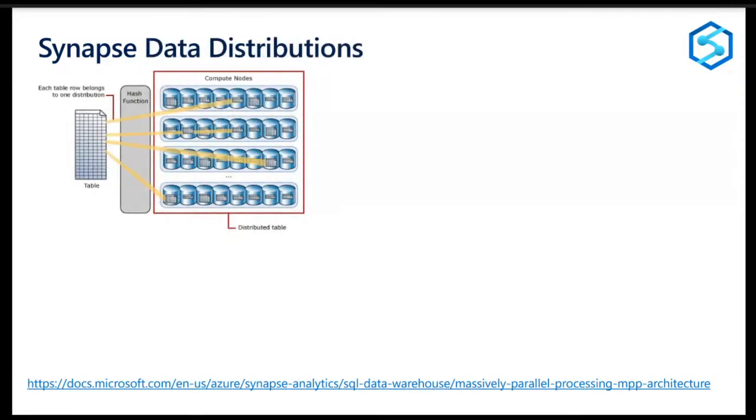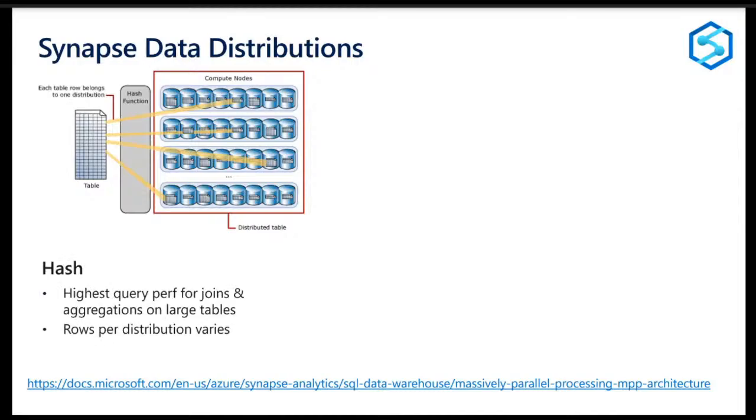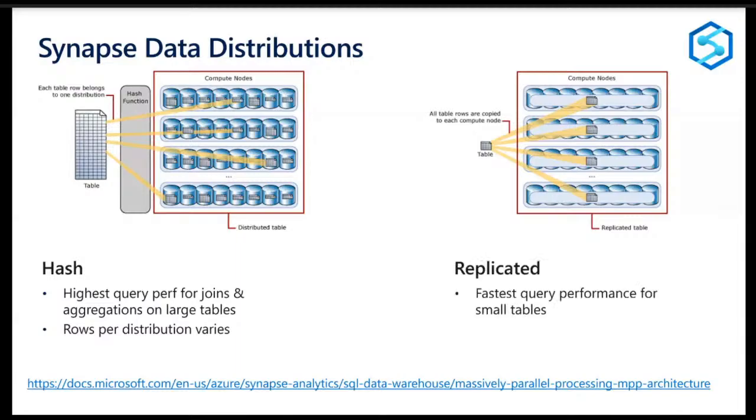If we go to the next slide, we can see the first one, the hash function. It uses one column and a hash function to hash that value. You can see that, based on the hash value, you might have different row distributions across different databases. This is good when you have large joins or you need to do aggregations on a large number of tables.